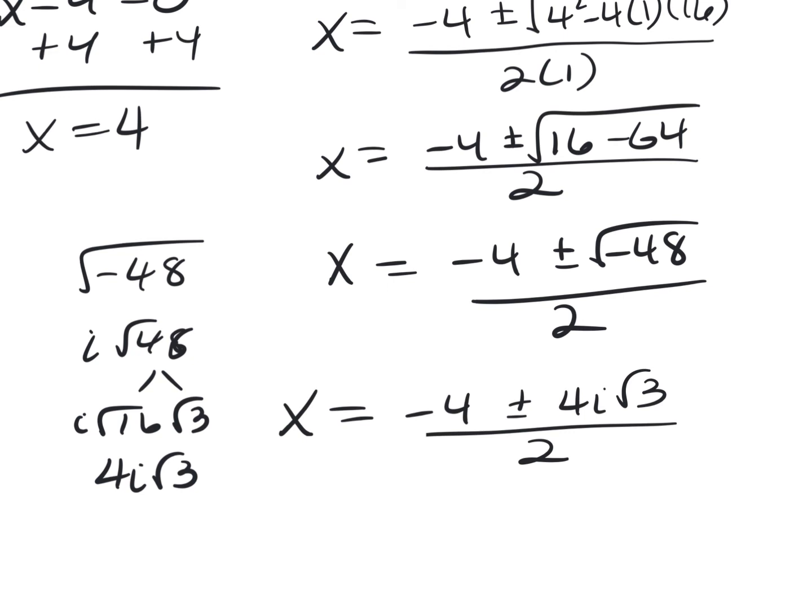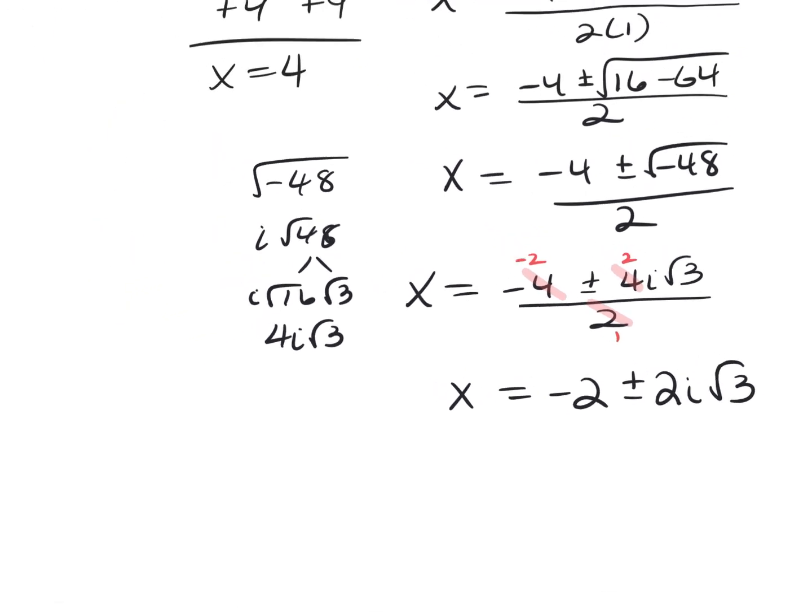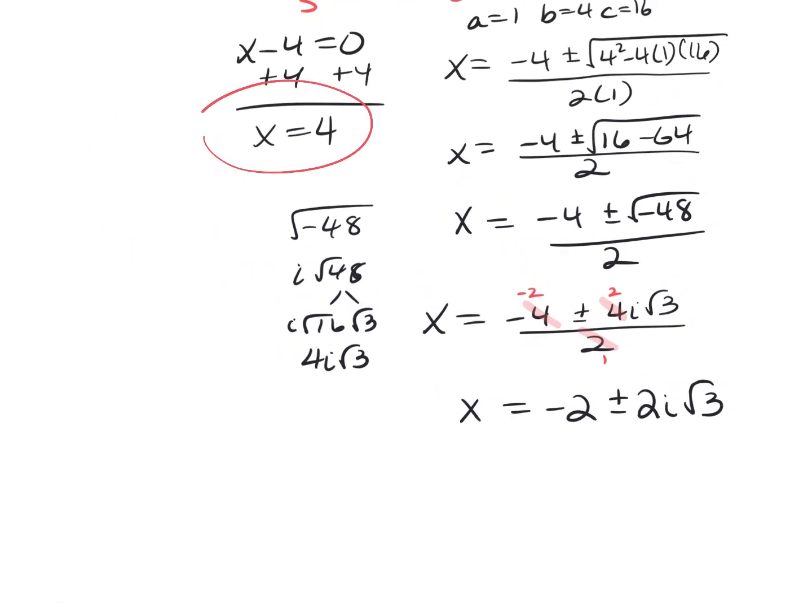Now we can simplify the fraction. These all can be divided by 2. So this becomes a negative 2, positive 2, and a 1. So final answer here, x equals negative 2 plus or minus 2i radical 3. These are my 2 imaginary solutions, but don't forget about this poor real guy up here at the top. So when you go to write your answer on the line, you have 3 solutions.